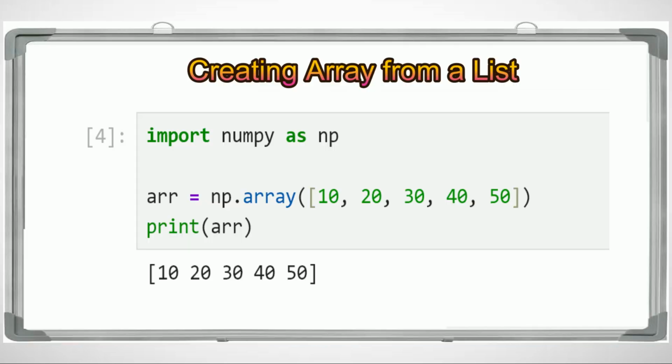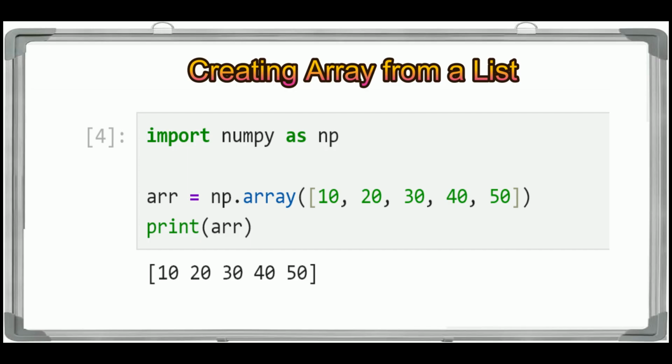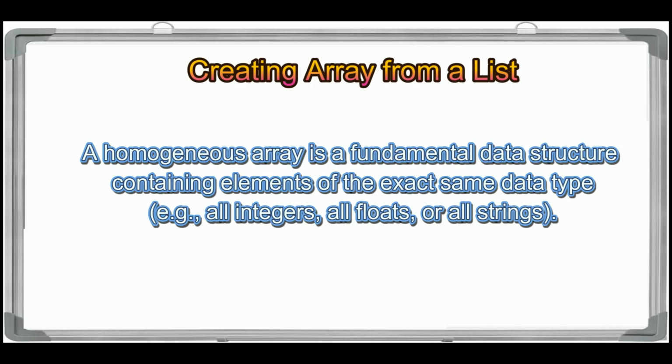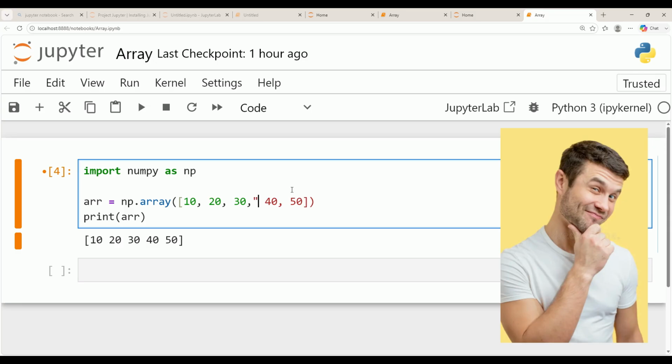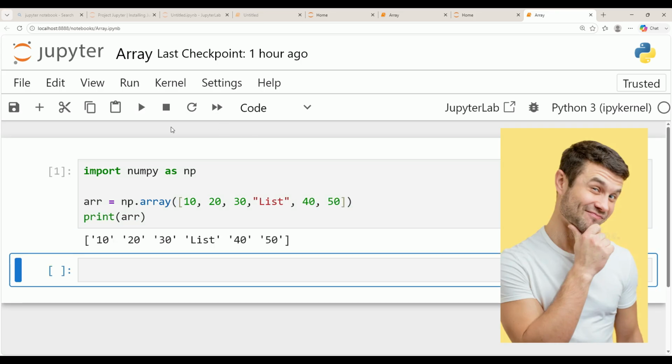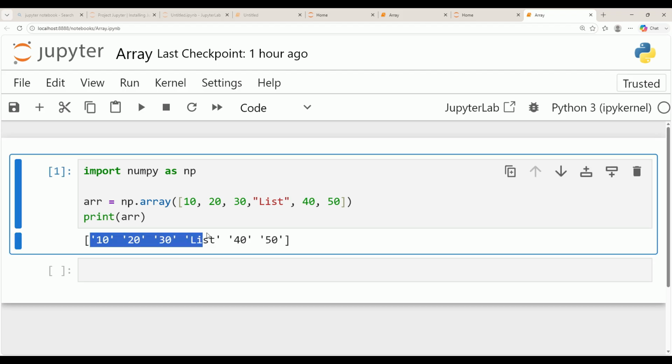Method 1. Creating an array from a list. The most basic method is to pass a list directly inside the array method. It will convert the list into an array. Now let's test something interesting. We know an array is a homogeneous collection. That means it will store similar types of data. So what if we insert one string in between? Let's see. Here is the output. Have you noticed something? It has changed all the data into string type.